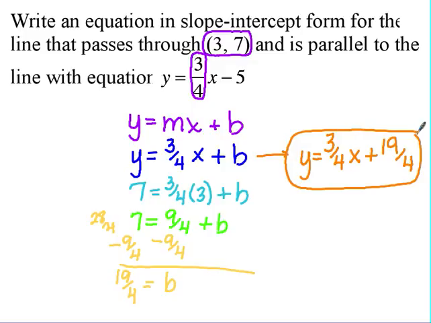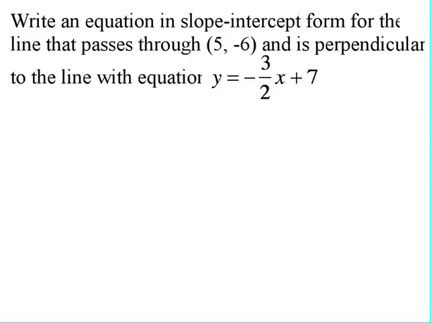Questions? Pretty straightforward. So obviously you can guess what we are going to look at now? Perpendicular. Okay? So write an equation in slope-intercept form for the line that passes through 5, -6 and is perpendicular to the line with the equation y equals -3/2 x plus 7.